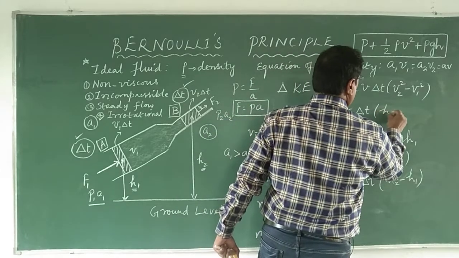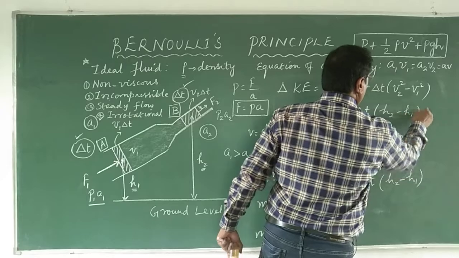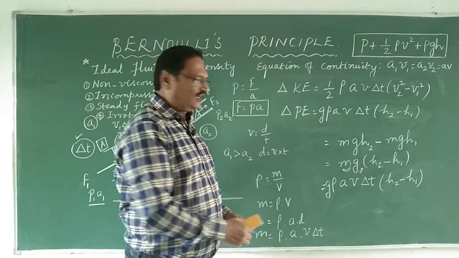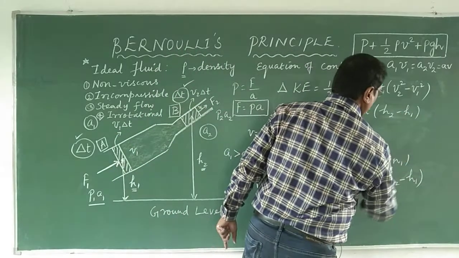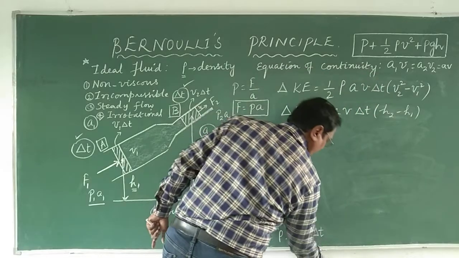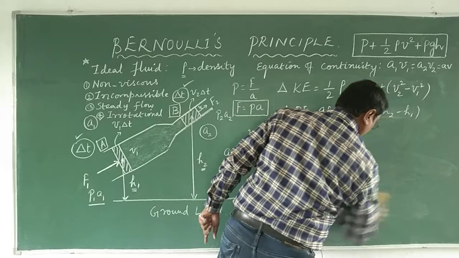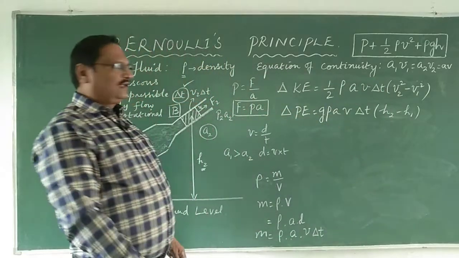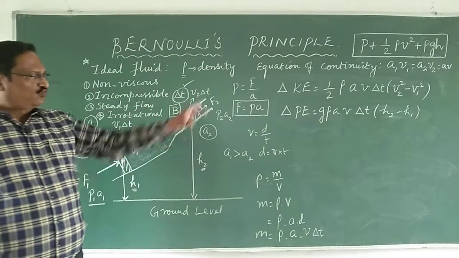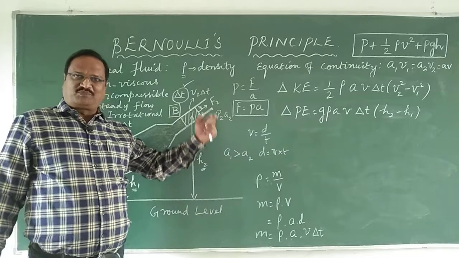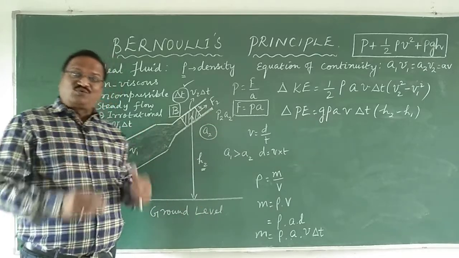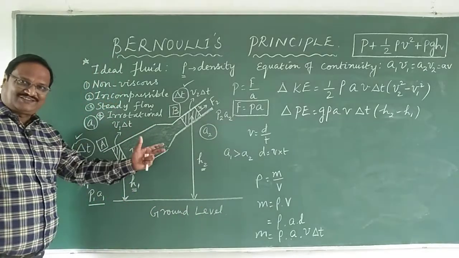Right. H2 minus H1. Easy to remember. Make some acronyms. Right. Having found these two factors, kinetic energy and potential energy, we now go to work done.